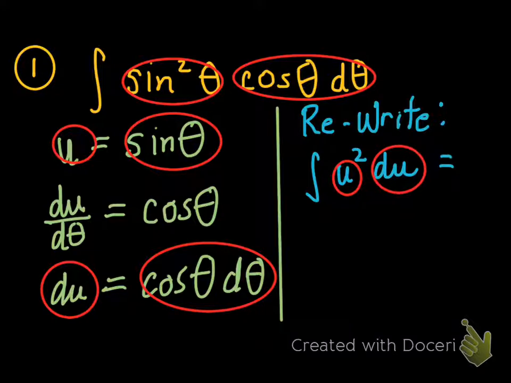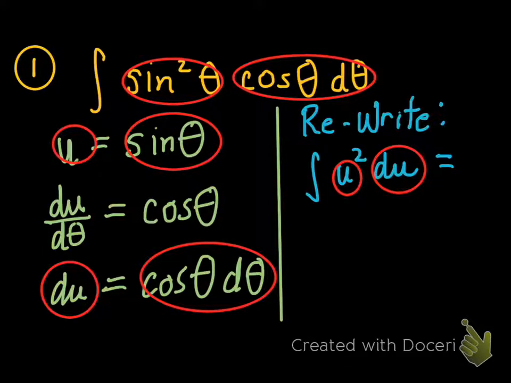Notice some things here. Namely, all of the circled items can be replaced in terms of U. In other words, I see sine theta in the original problem. Well, sine theta is equal to U. So in my rewrite, instead of sine theta, I have a U. In the original, I see a cosine theta d theta. That happens to be equal to du. So when I see the cosine theta d theta, I replace that with a du.